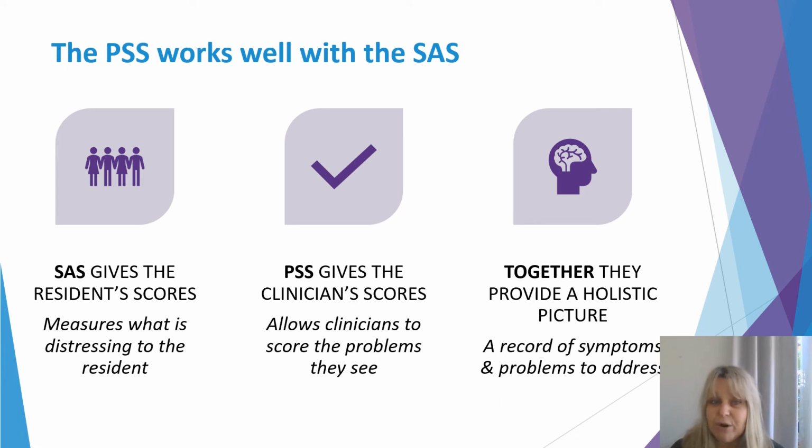The other great thing about the problem severity score is that it works really well with the SAS. So the SAS, as you probably already know, gives the residents distress scores. Any symptom or problem that is of concern to the resident is rated in the SAS score, whereas the problem severity score is rated by the clinician. So together you can get a really good picture of what is of concern or an issue for the resident by using both of these tool scores together, and then we can provide a really holistic care plan to address all the symptoms and problems for that resident.